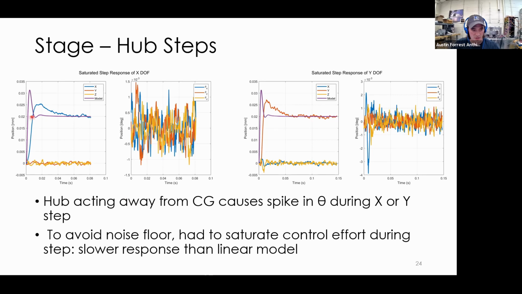You can also see the steps aren't matching the model very well. That's because my control effort was saturating at this level of step. I can bring down the step to look at a linear step, and it looks closer to what you expect, but the noise floor of the hub actuator is such that if I reduce it down to that level, it doesn't look very good on a plot. So I brought it out, made it nonlinear and saturate, just so you could see the decoupling.